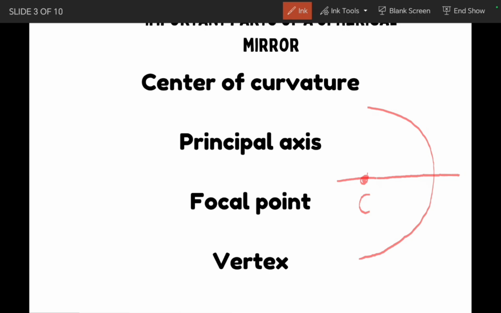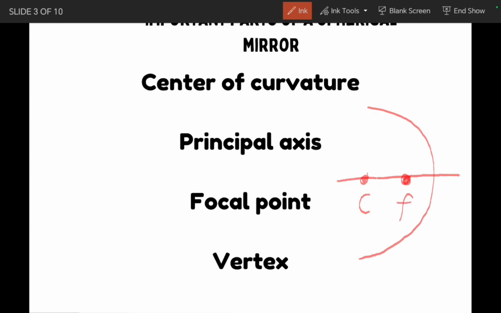So focal point is where light that is parallel to the principal axis of the mirror will meet after reflecting. But for this video, for us to know its location, the focal point, or the focus, is located between the center of the mirror and the center of curvature. So it is here. Sorry for my drawing. Okay, let's label that as F.